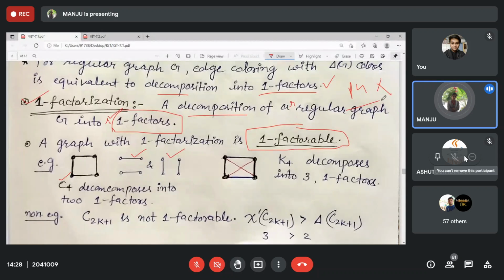Clear? So don't get confused with whether a one factor exists or not, or one factorable. One factorable is just continuous. You can find the one factors again and again, and at last also you will be having one factor. Clear?